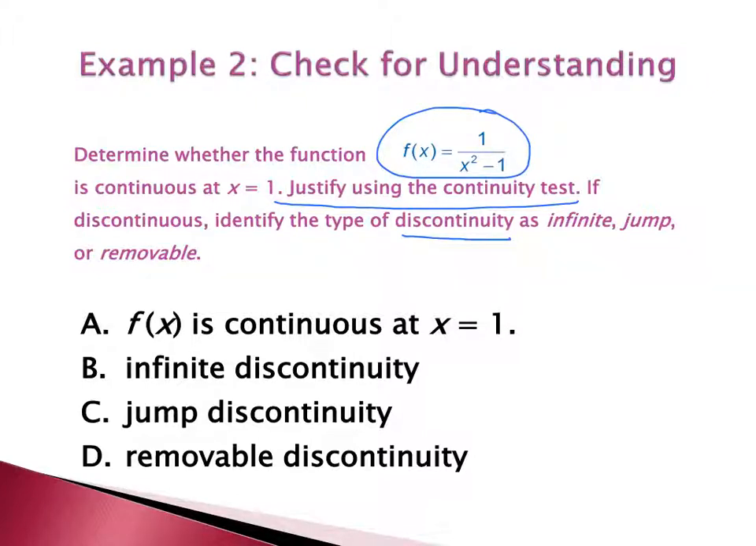Begin by graphing the function and providing a table, and/or looking at the domain of the function, and then go through the 3 steps of the continuity test as needed to determine whether the function is continuous or discontinuous at 1, and then if it is discontinuous, what type of discontinuity it would have. And you have 3 choices: infinite, jump, and removable. So go ahead and work the problem out and then submit your answer when you're finished.